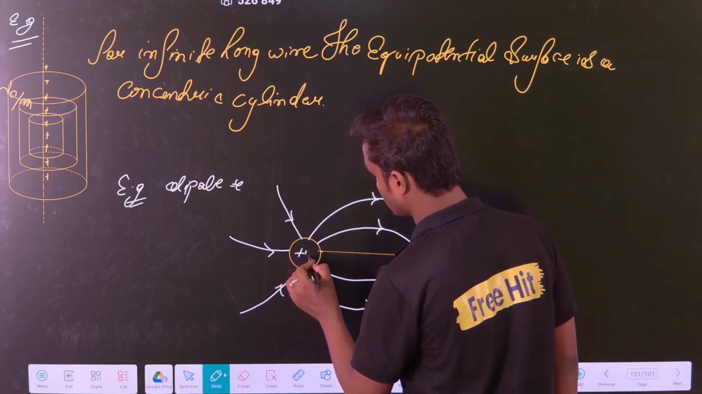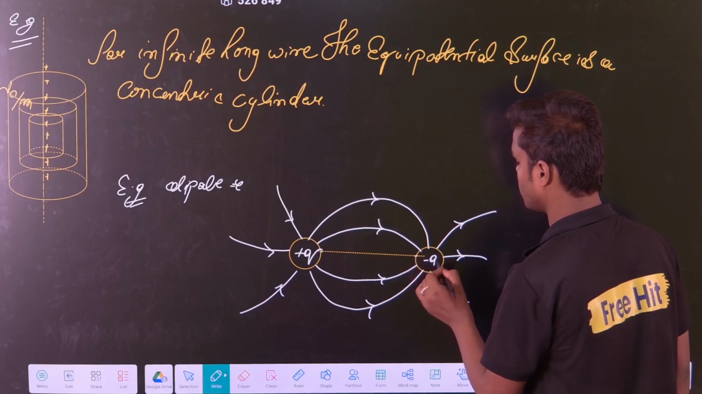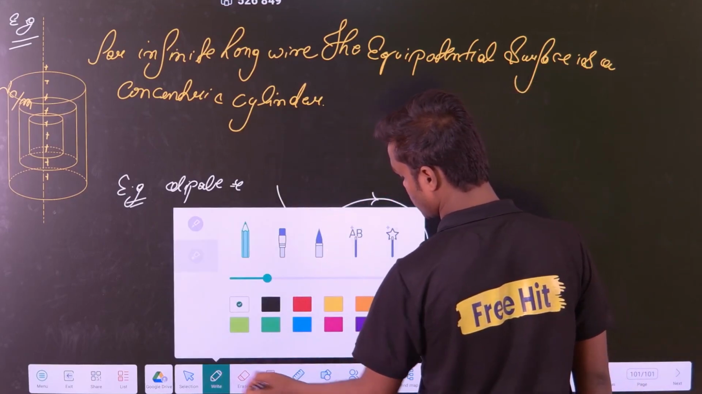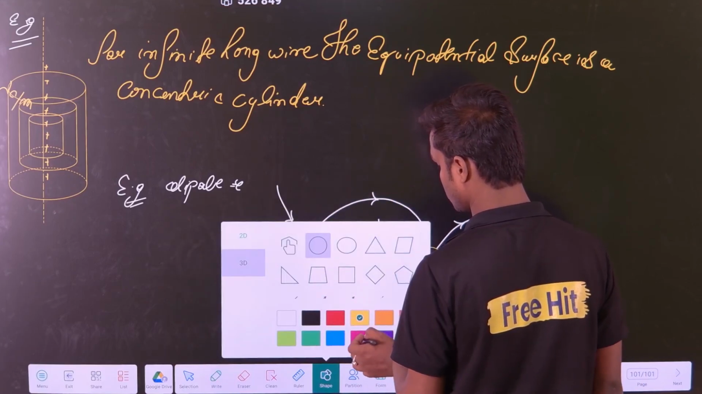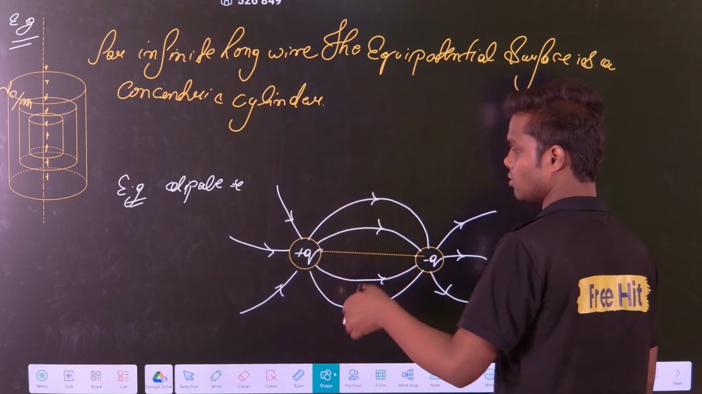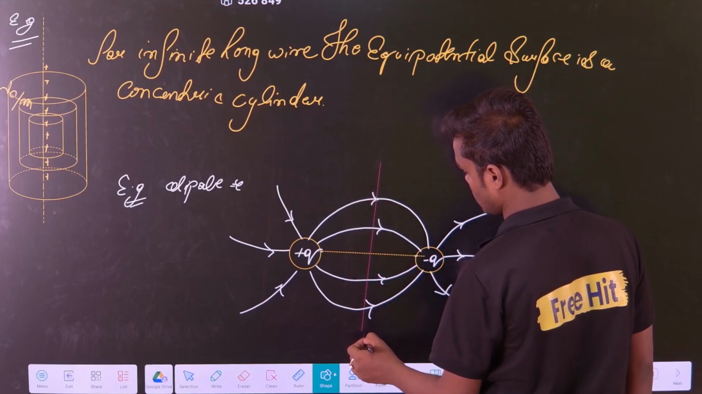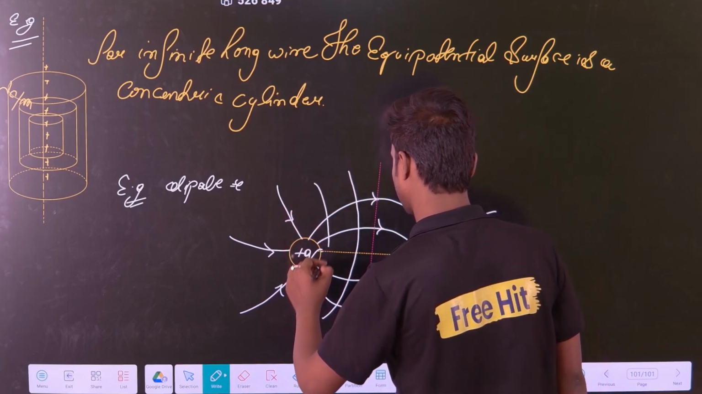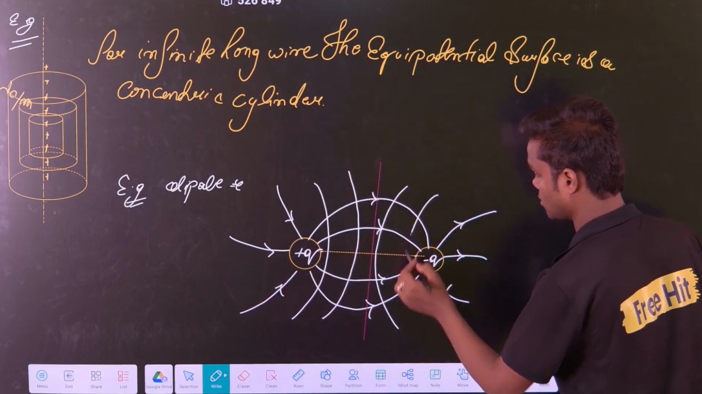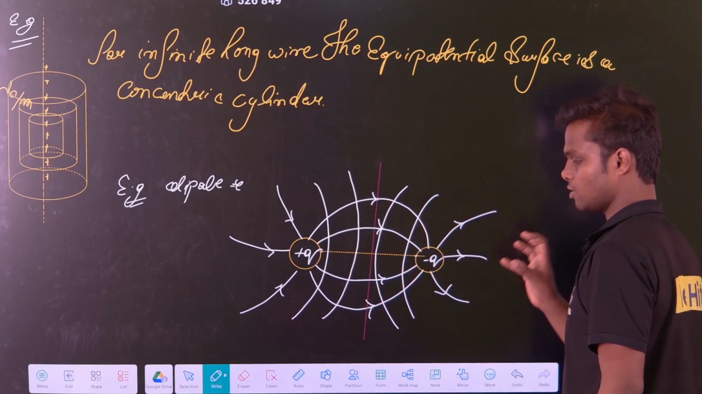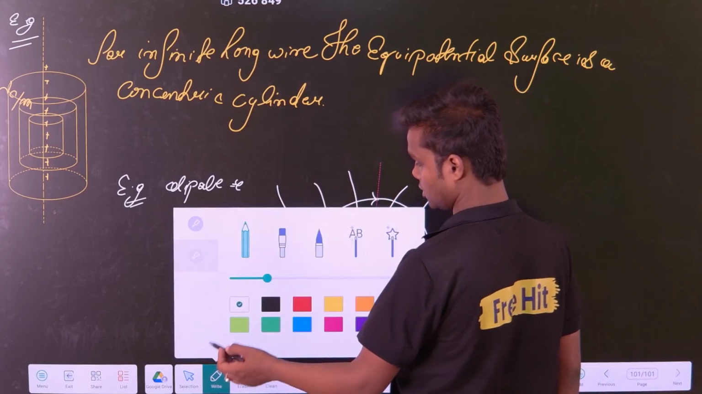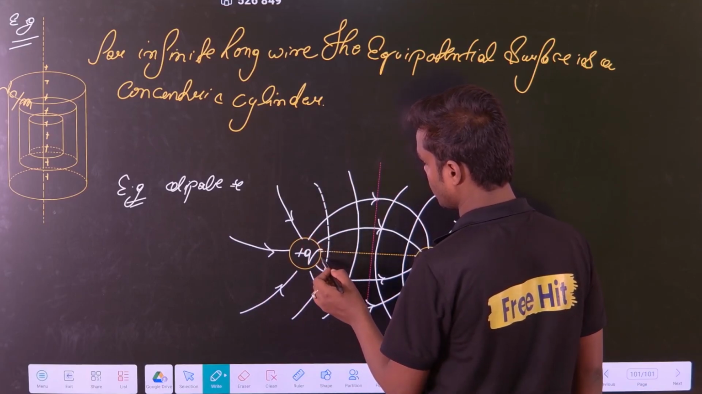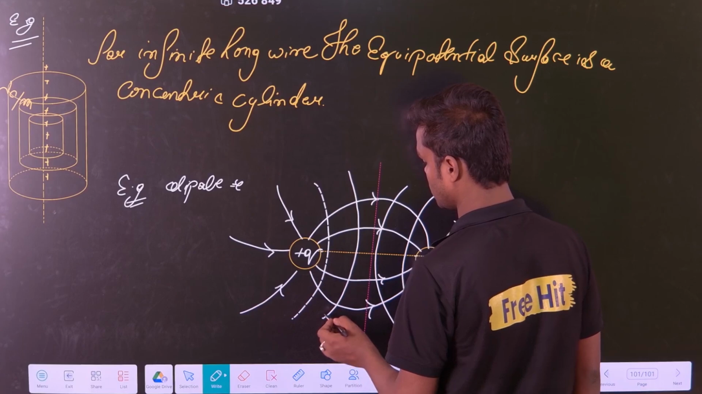So this will be my plus q and this will be my minus q. So the equipotential surface is here, and for these lines which you are seeing here, the equipotential surface will be like this. You will find it like this, okay, like this, correct? Are you getting my point? How will the equipotential surface look? I hope you are understanding what type of equipotential surface it looks like.